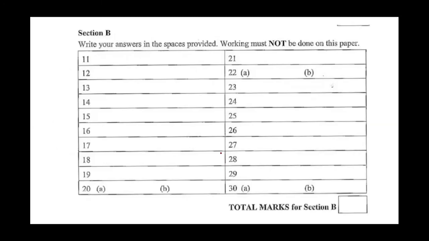Section B, also you don't show, you just find answers and write the final answers in these provided spaces. There is no need for showing the working. And this one is from 11 to 30.